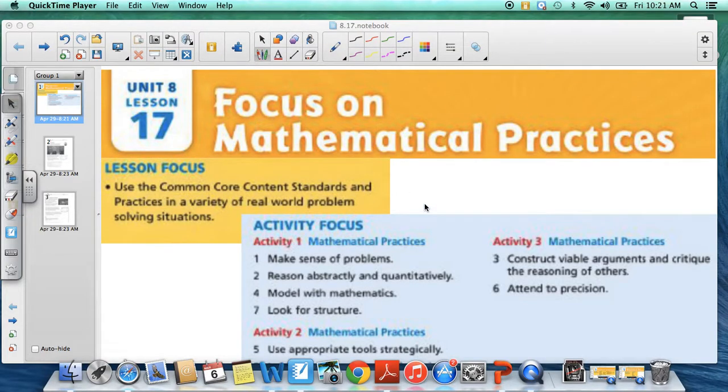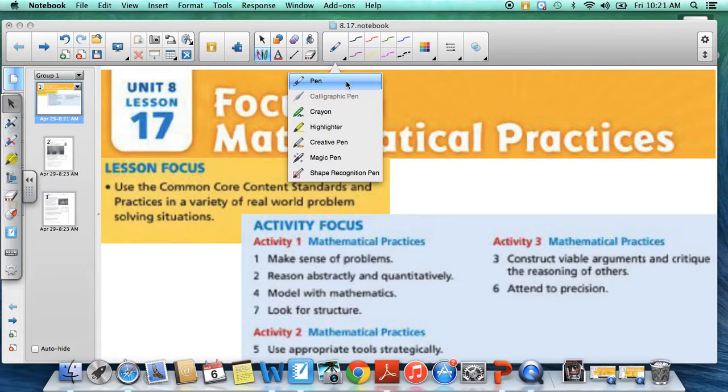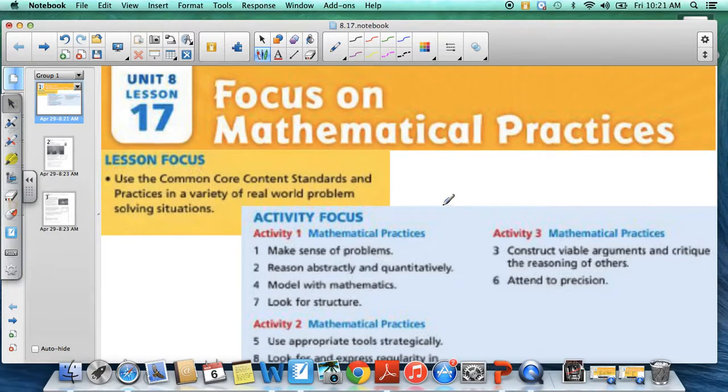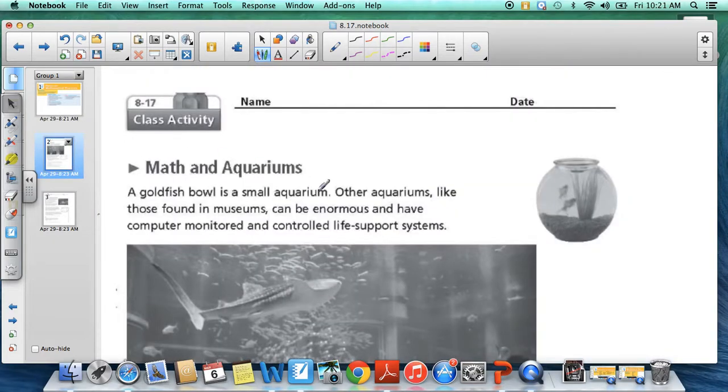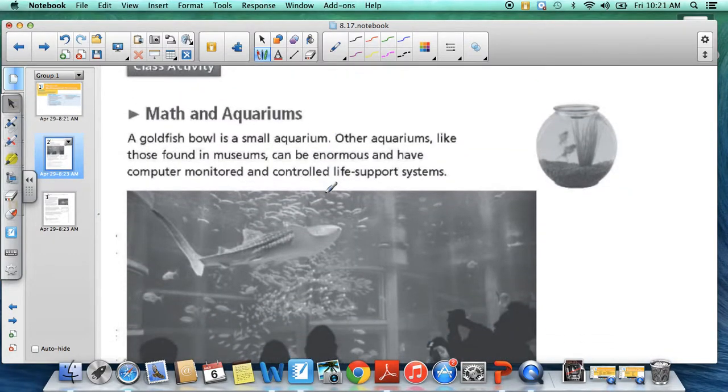All right, let's get started with Unit 8, Lesson 17. So we are going to be focusing on mathematical practices. Pretty much what we're going to do is you guys are going to solve some real world problems using all those awesome math skills you've been learning. So let's get started.